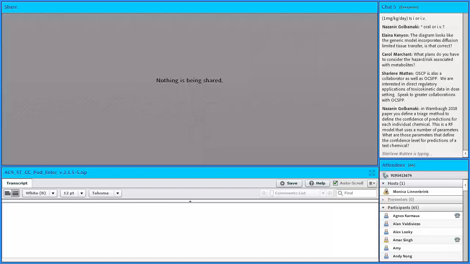Okay, so we've got another one from Nazanin, and they say, in the Wambaugh 2018 paper, you define a triage method to define the confidence of predictions for each individual chemical. This is an RF model that uses a number of parameters. What are those parameters that define the confidence level for predictions of a test chemical? Okay. And that's the 2015 paper, actually. Yeah. Okay. Sorry. No, it's cool.